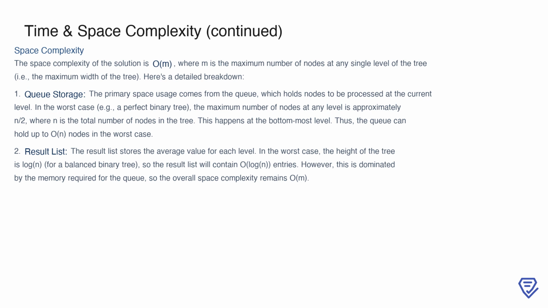Additionally, the solution maintains a result list that stores the average value of each level. For a balanced binary tree, the height is O(log n), meaning the result list will contain O(log n) entries. However, since the memory required for the queue is usually much larger than the memory for the result list, the overall space complexity is dominated by the queue and remains O(m).